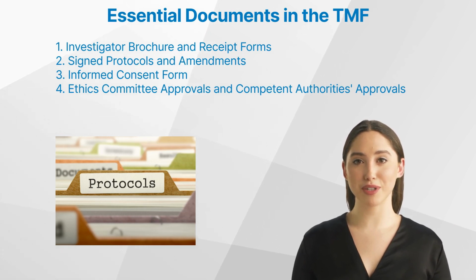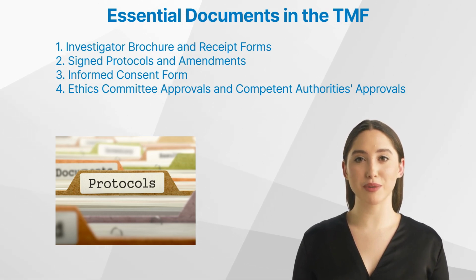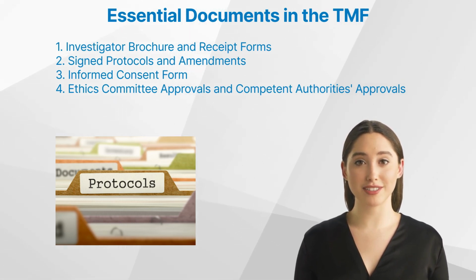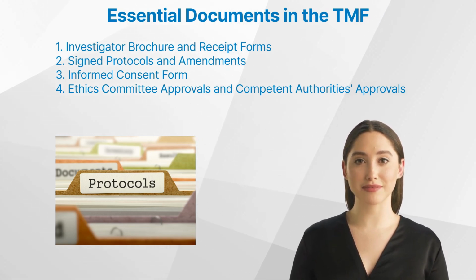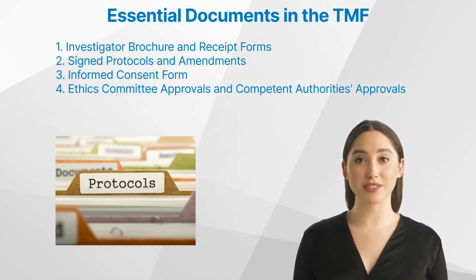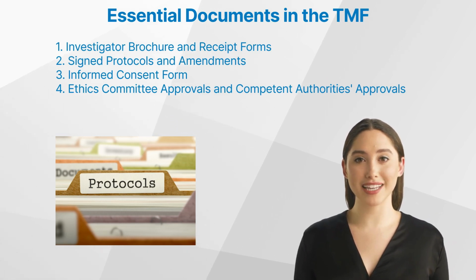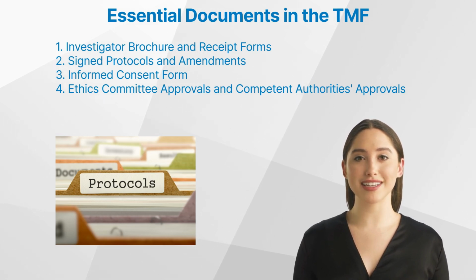2. Signed protocols and amendments. Signed protocols and their amendments outline the objectives, methodology, and conduct of the trial. These documents serve as a blueprint for the study and provide clear instructions to investigators, ensuring consistency and standardization throughout the trial. 3. Informed consent form. The ICF is a critical document that outlines the study purpose, procedures, potential risks, and benefits. It ensures that participants make an informed decision about their participation and provides documentation of their voluntary consent.